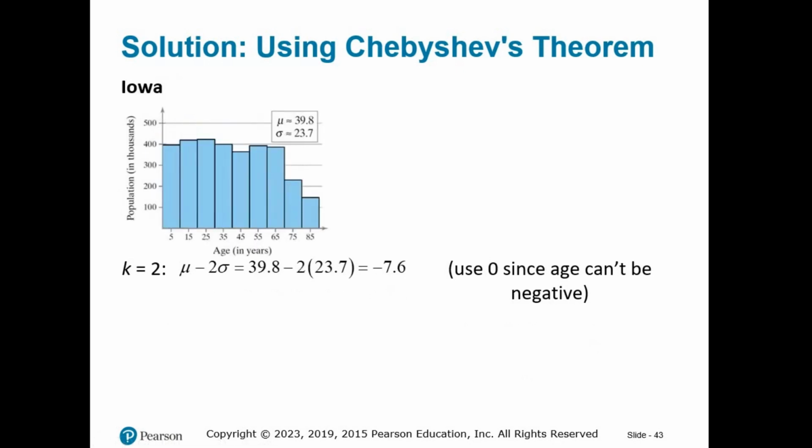Again, we're curious about the age range that is 2 standard deviations above and below the mean. Using the mean and standard deviation provided with the graph, we use the K value of 2. We are able to determine that 2 standard deviations below the mean of 39.8 is negative 7.6, or as we did for Georgia, 0 or birth. And 2 standard deviations above is 39.8 plus 2 times 23.7, the standard deviation, which gives us 87.2.